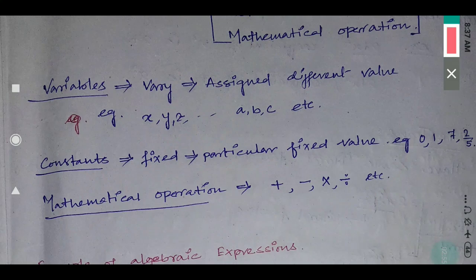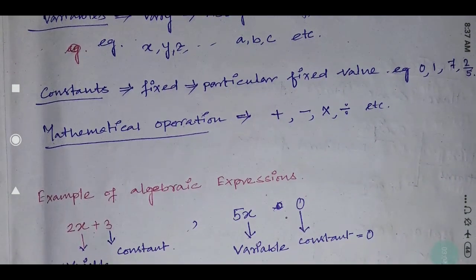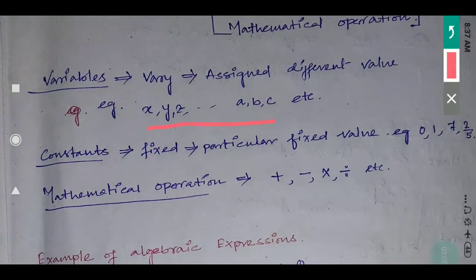Okay, so now let's check what is a variable, what is a constant, what is a mathematical operation. One thing: variables are denoted by alphabets, like a, b, c, d or x, y, z, anything you can take, but a variable should be denoted by alphabet letters.